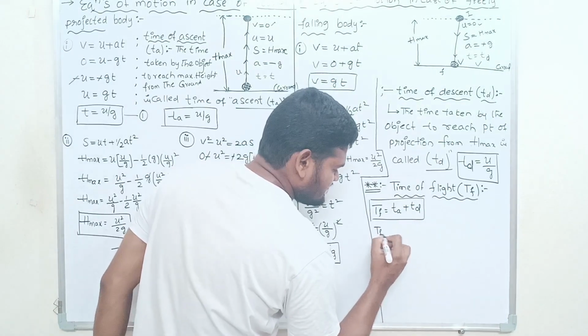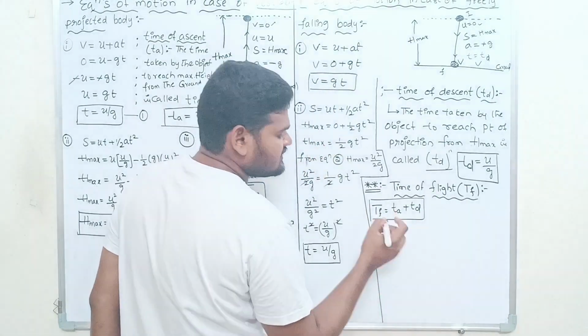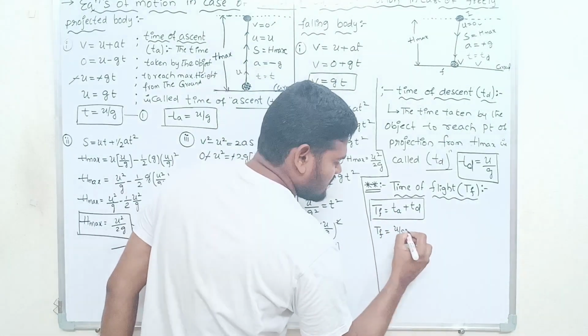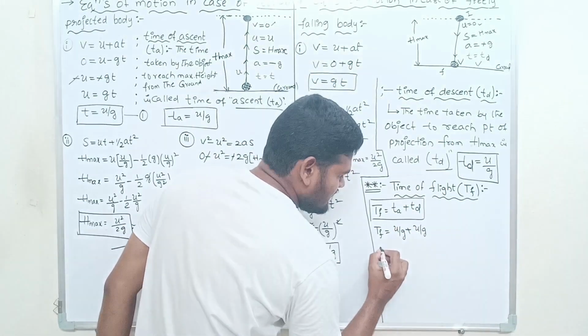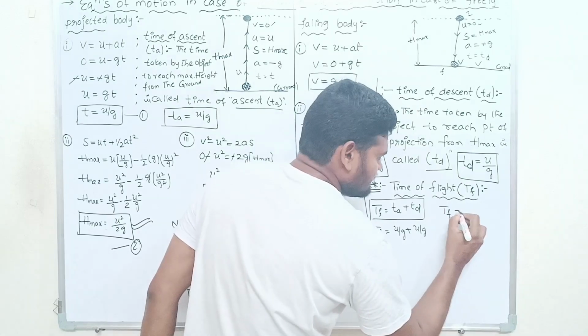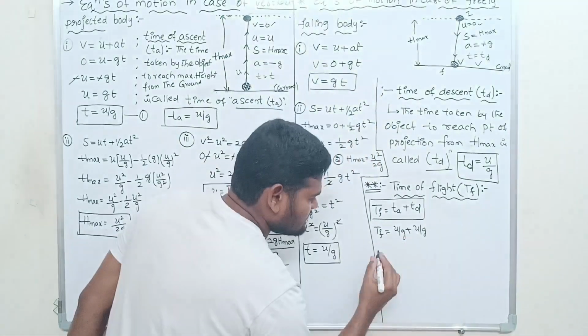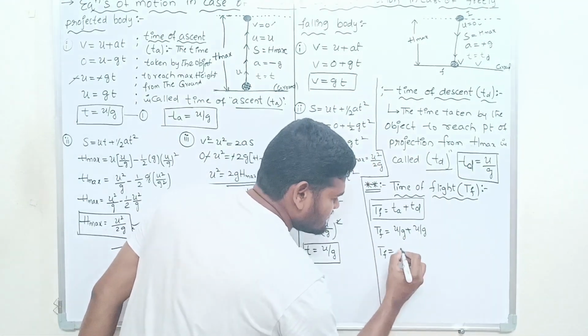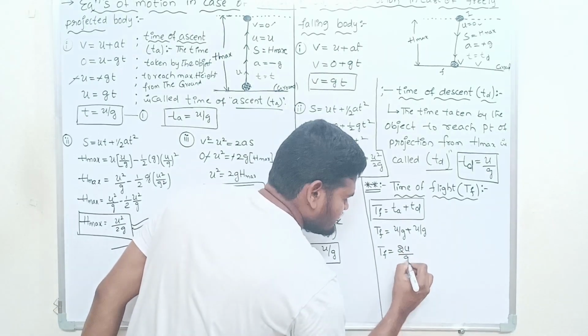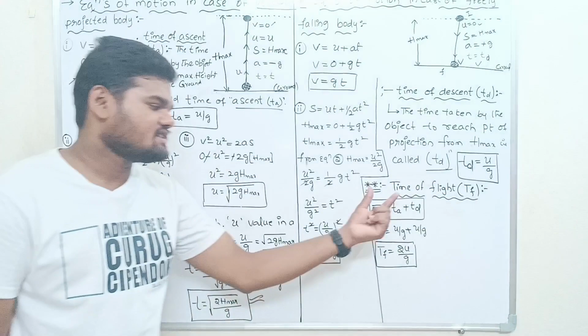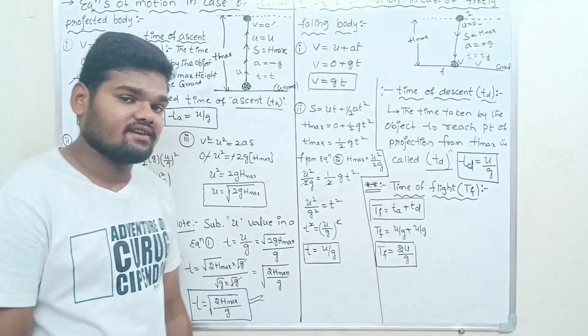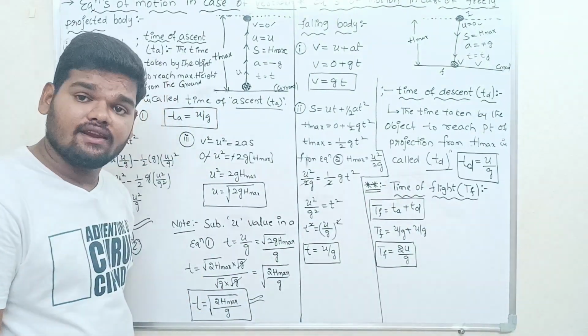So time of flight is equal to, what is time of ascent? u by g, plus what is time of descent? u by g. So finally we got the time of flight, u by g plus u by g, how much? 2u by g. This is called the time of flight. Are you getting any doubts?